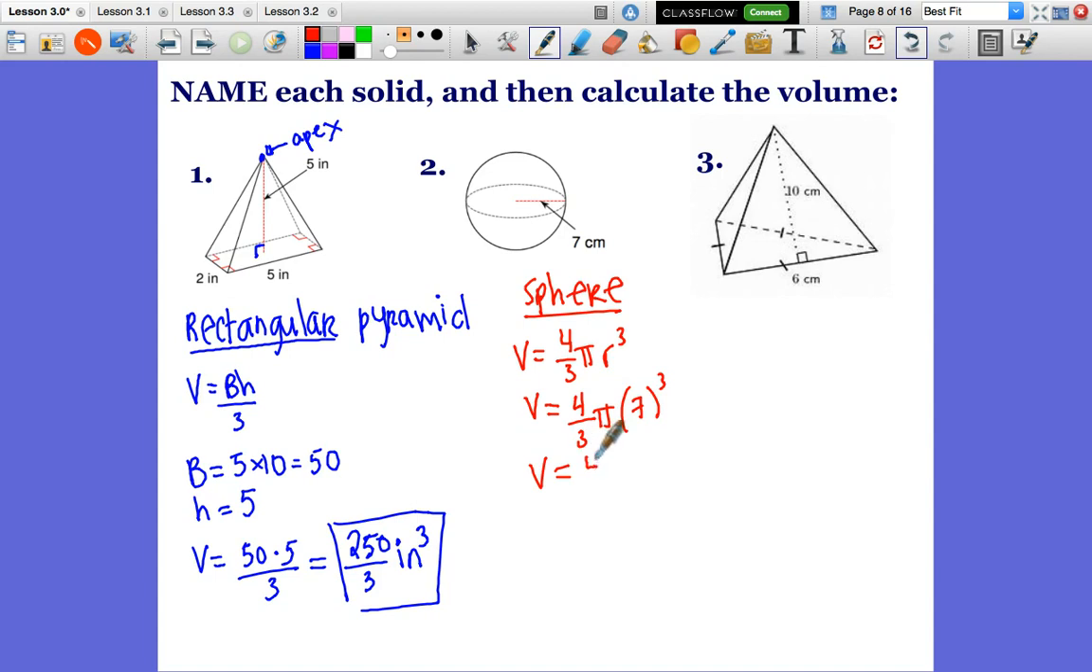I'm going to do it in pieces so that you guys, especially those of us that don't totally remember this, are getting a full visual of it. What I'm going to do to multiply this out is multiply 4 times 343 and then divide by 3, especially if you have a calculator. It gives me a decimal. I'm not going to round it, so I'm going to leave it as a fraction. 4 times 343 is 1372 over 3. Pi, I'm going to leave it in terms of pi, centimeters cubed.